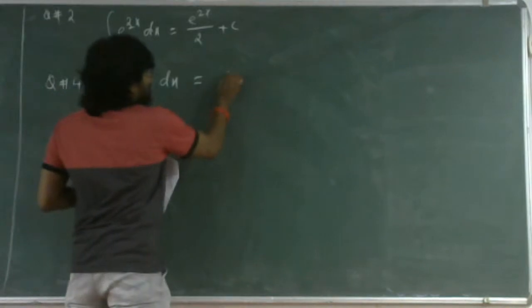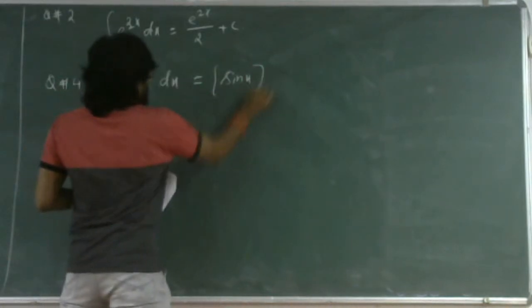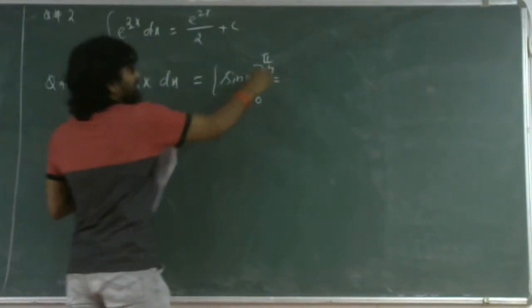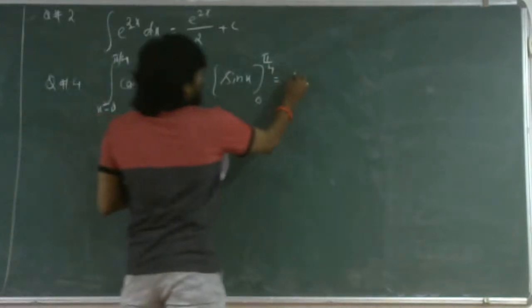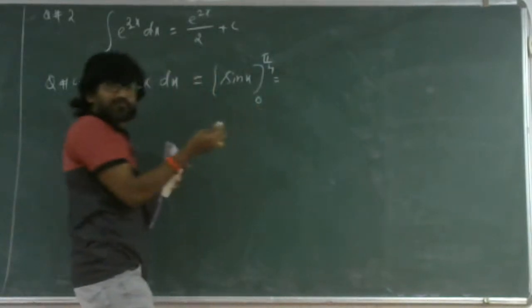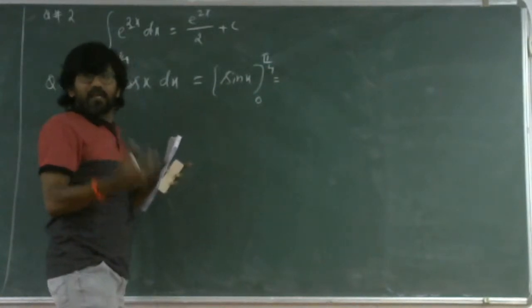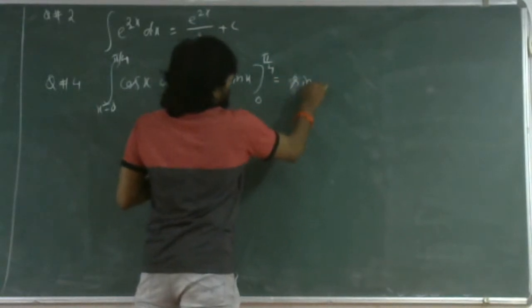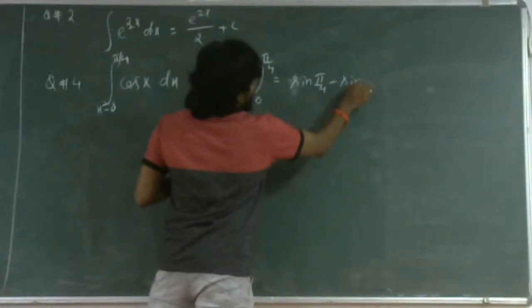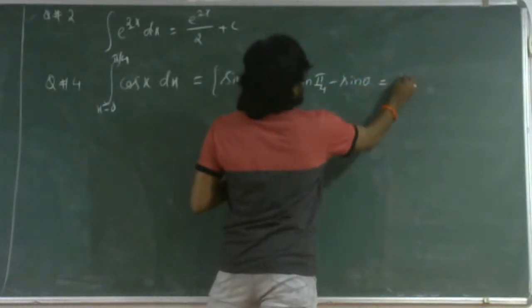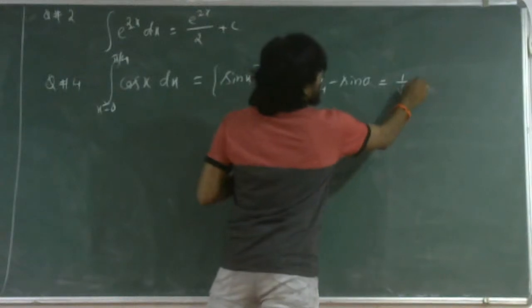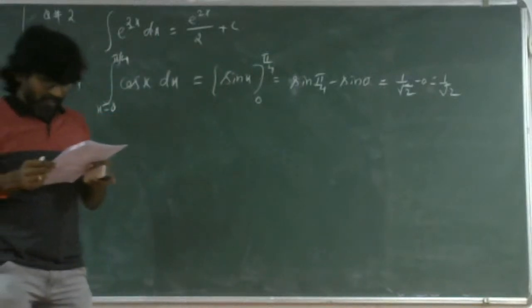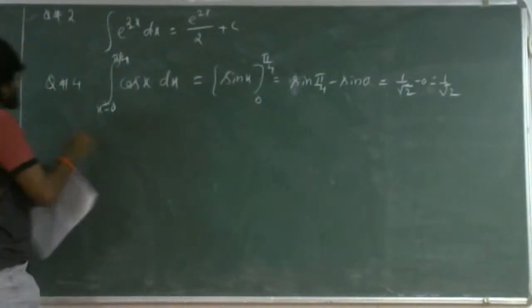So you get sin x with limits. Lower limit is 0, upper limit is pi by 4. So it is equal to sin pi by 4 minus sin 0. Pi by 4 radians is 45 degrees. So sin 45 degrees is how much? 1 by root 2. So it is equal to 1 by root 2 minus 0, which is 1 by root 2. So which option is right? Fourth option.